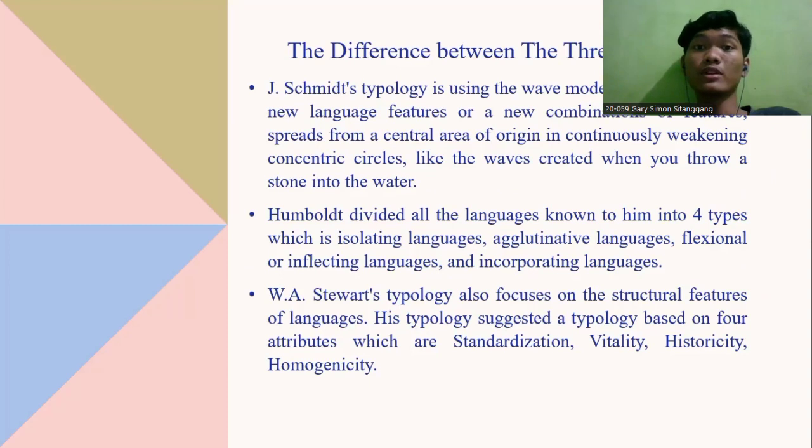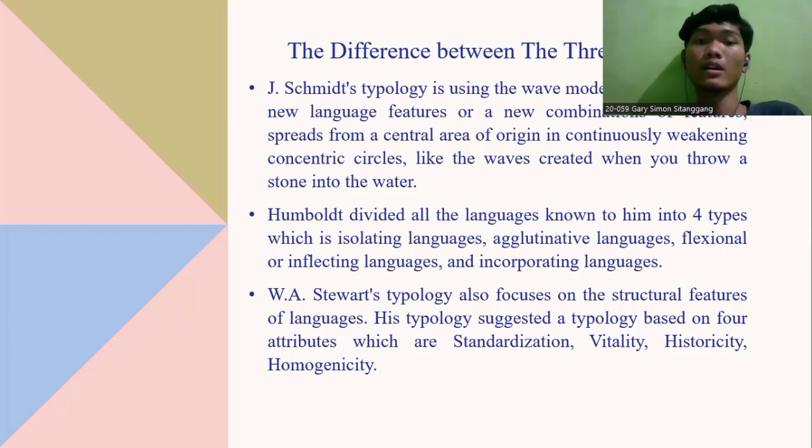The difference between the three typologies. Smith's typology uses the wave model or theory, where a new language's features or new combinations of features spread from a central area of origin in continuously weakening concentric circles, like the waves when you throw a stone into the water.